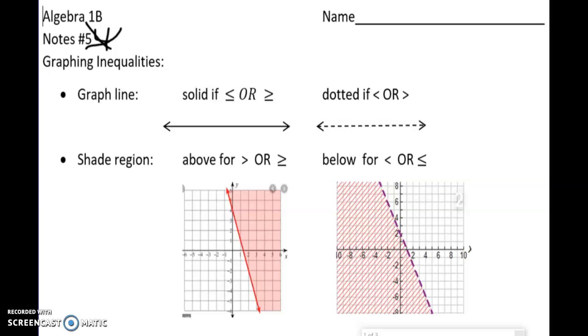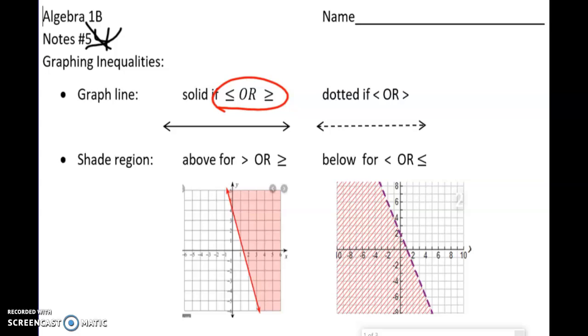So graphing inequalities is going to piggyback on what we've done with just graphing linear equations. So a lot of similar skills, except two important differences, and that is what type of line we're going to use. So we don't always use a solid line. For graphing an inequality, we only use a solid line for these two symbols, all right? The less than or equal to, or the greater than or equal to.